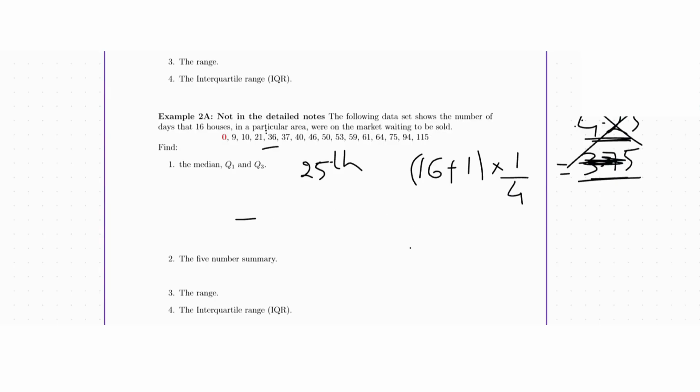So for the 75th, 17 times 3 by 4, that's 12.75. Good. Now try to finish it.